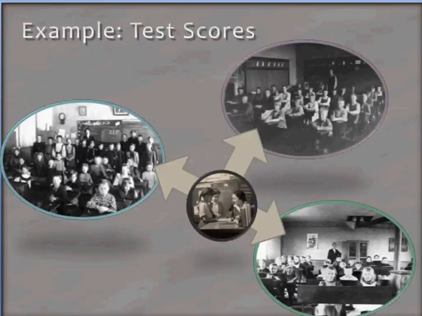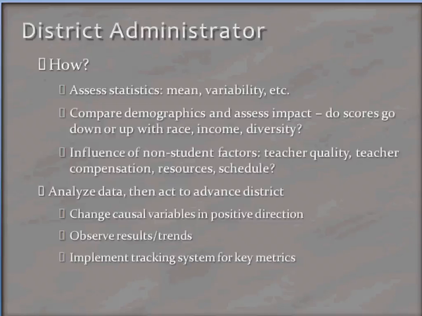But this isn't just useful analysis for an individual teacher. This could also be applied to the district level. In a typical American school system, schools are divided into districts, so one administrative body oversees multiple schools. A district administrator could assess statistics such as mean and variability to try to determine how to improve the overall school system. For example, he could compare demographics among schools and assess the impact.